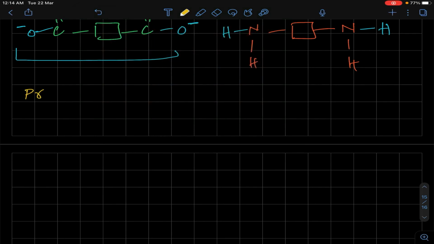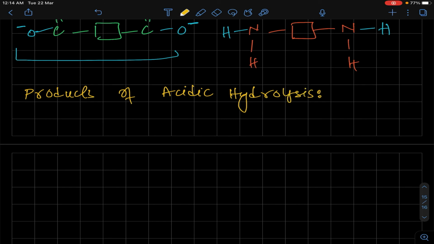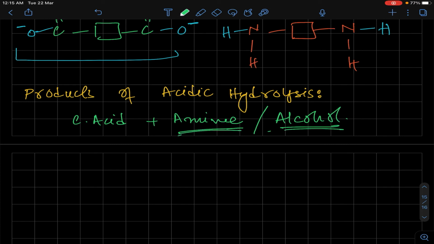So let me just write down the products of acidic hydrolysis here. The products are carboxylic acid and the other molecule. In case of polyamides, we get amines, and in case of polyesters, we get alcohol, diol, right? So it depends on whether you are hydrolyzing a polyamide or a polyester. In both cases, we get carboxylic acid, and amine in case of polyamides and alcohol in case of polyesters.